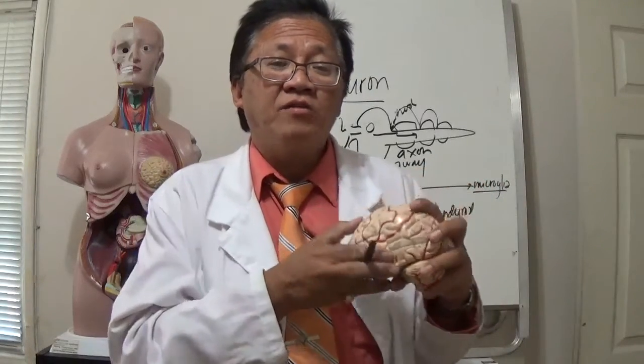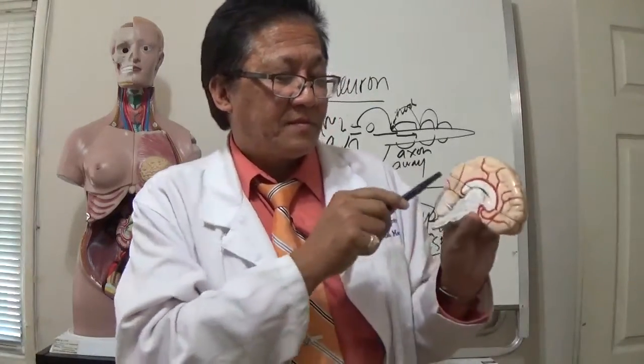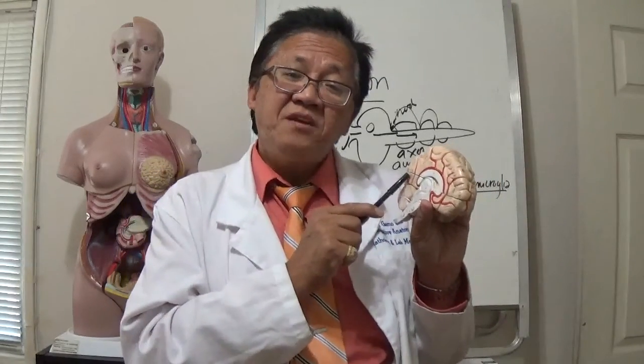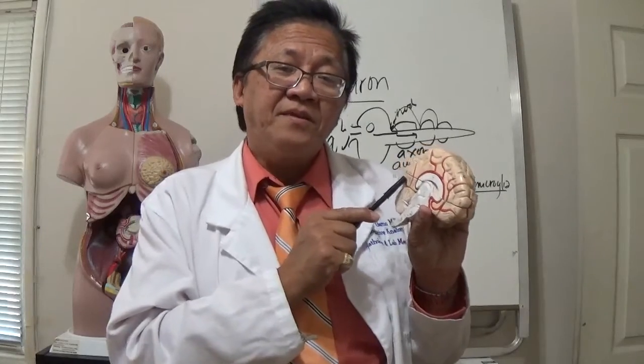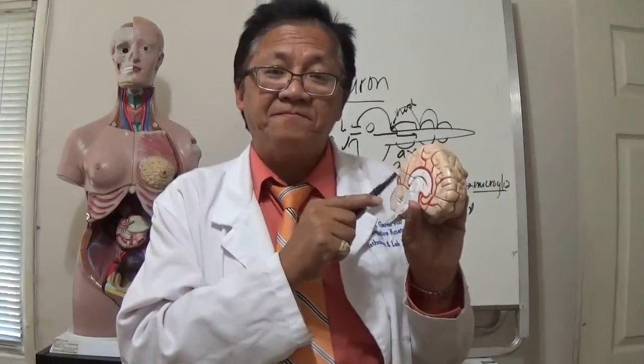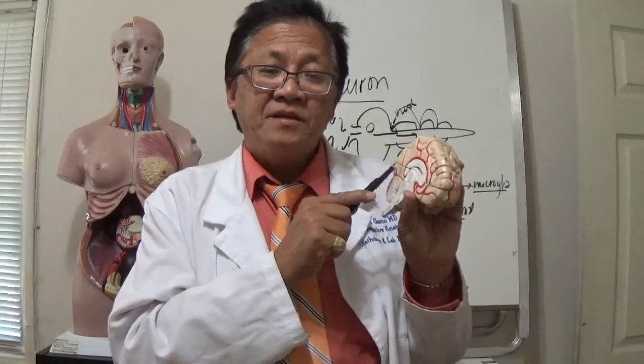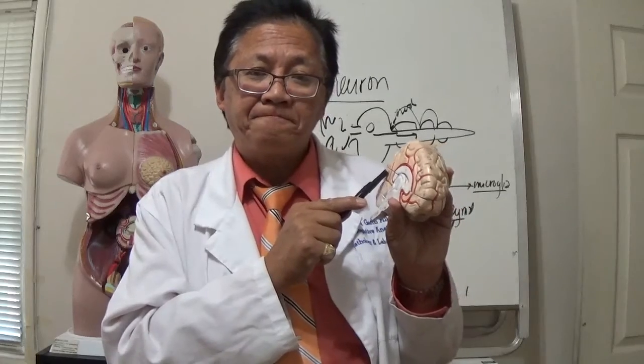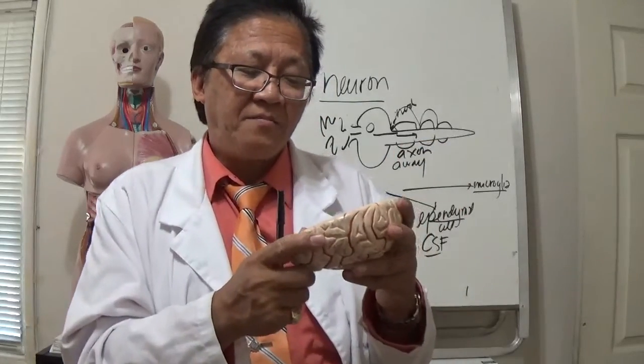Now what about the occipital lobe? The occipital lobe is where you find the visual cortex, which means that this particular part of the brain is where sense of sight is being processed. So what lobe is that? It's called the occipital lobe of the brain. Okay? So those are the basic lobes of the brain.